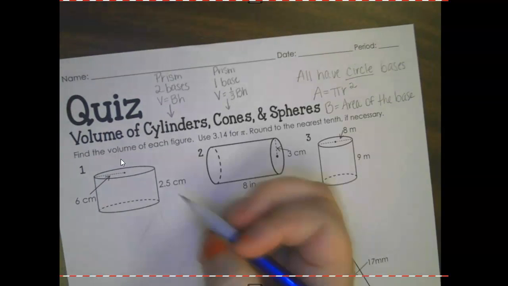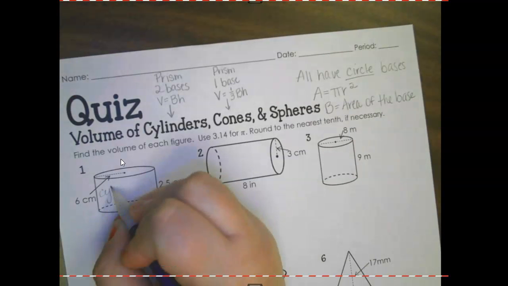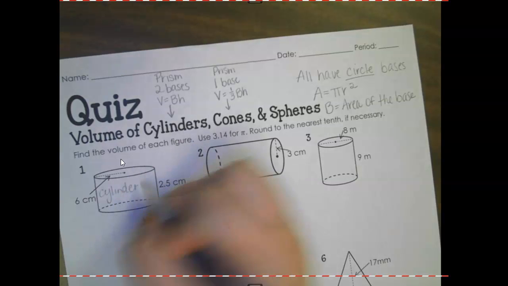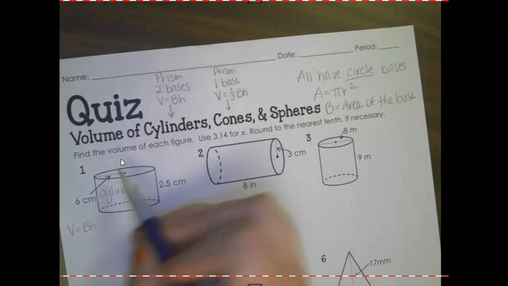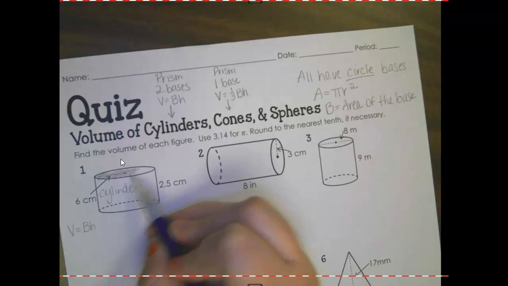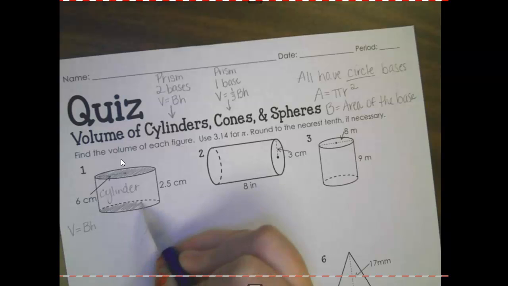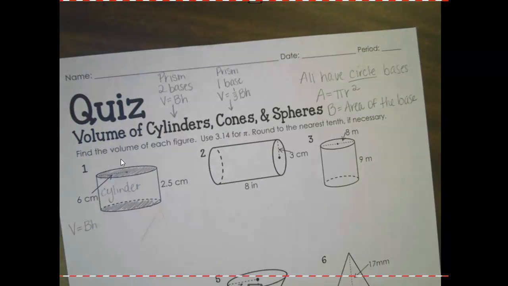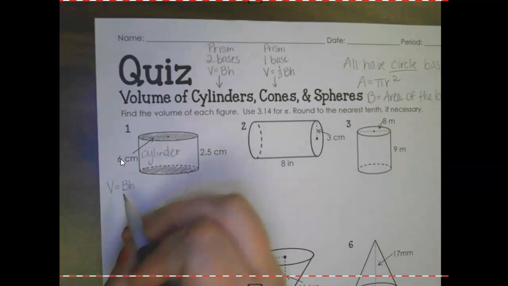So first of all, we need to decide, is this a cylinder or is it a cone? And it is a cylinder. Okay, so it's going to be V equals big B H. And I'm going to shade in my bases. Now, if you didn't print out this paper, it's okay. You don't have to. But you can just do this on a piece of notebook paper. You're not turning it into me. It's not getting put in your notes. You're just going to have to be able to answer questions.